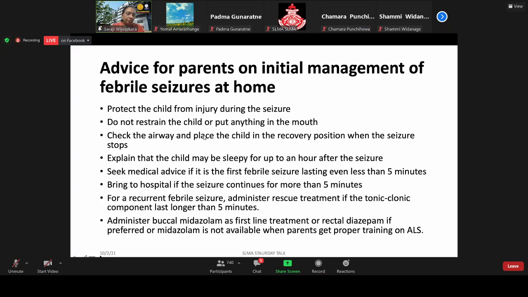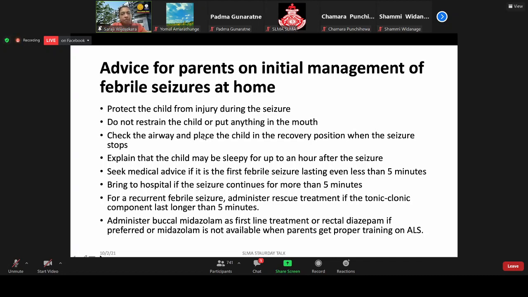And for a recurrent febrile seizure, you can administer rescue treatment if the seizures last longer than 5 minutes, especially the tonic-clonic component. If they are just staring, it doesn't need to be given, that's what the literature says. It's mainly the tonic-clonic seizures that you need to treat after 5 minutes. So it could be either rectal diazepam, buccal midazolam or nasal midazolam as the first-line treatment in the pre-hospital setting.